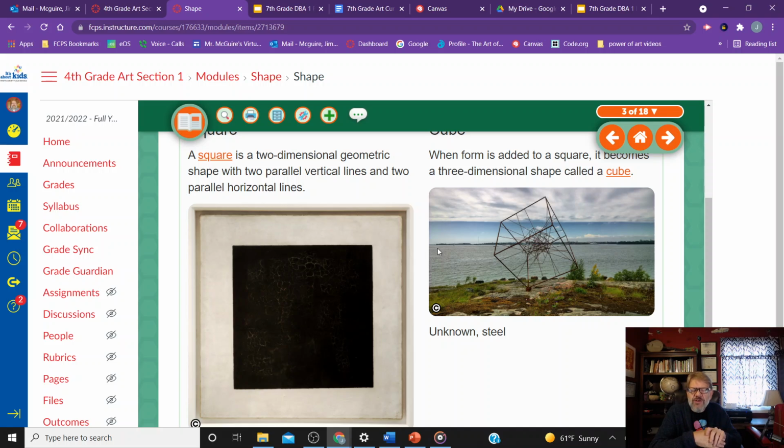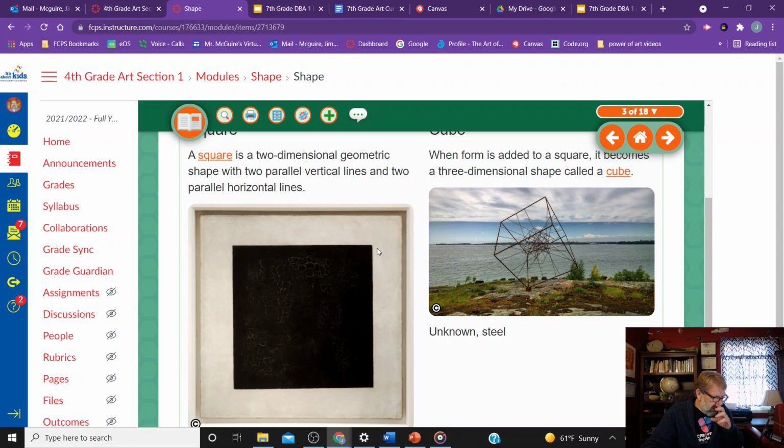It can be easily measured, if you will, versus an organic shape. Organic shapes can be crazy shapes like clouds and rocks and trees. They have undefined edges, so we often think of geometric shapes as things that man has made, man-made types of shapes, versus those organic shapes that are more natural.